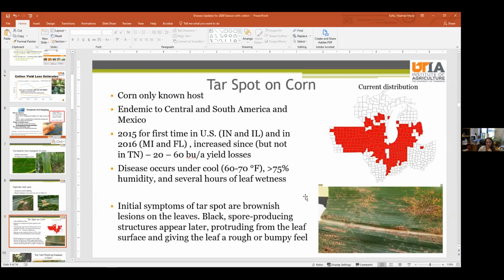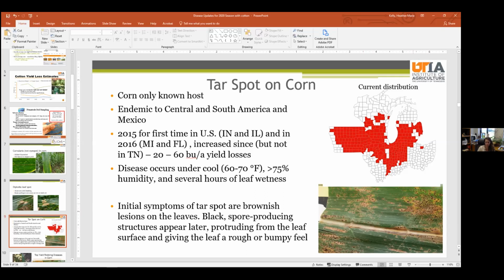It's not been found in Tennessee due to it liking cooler conditions. I kind of doubt we're going to have to deal with it here, even though it is endemic to Central and South America. Where it's an issue in these areas is where they grow corn on mountain ranges, so higher elevation where it stays cooler than what we would see here in Tennessee. But initial symptoms of tar spot are, that's what they kind of look like, tar speckled on the leaf.